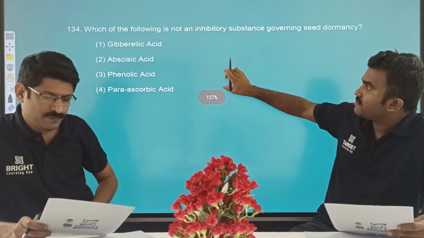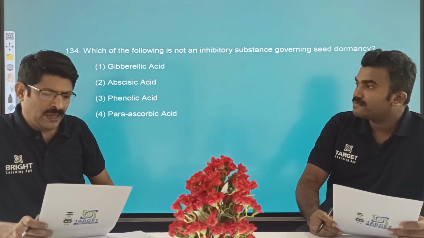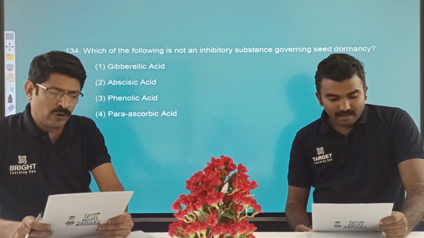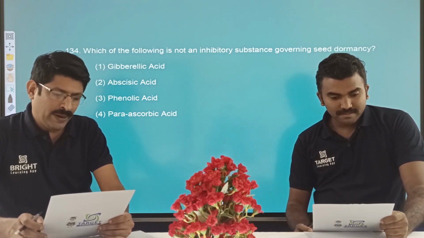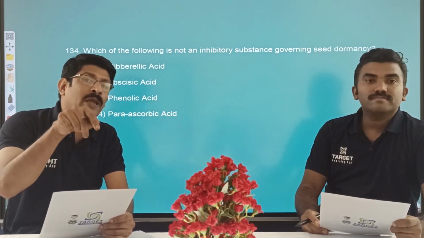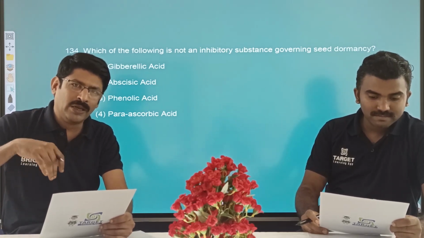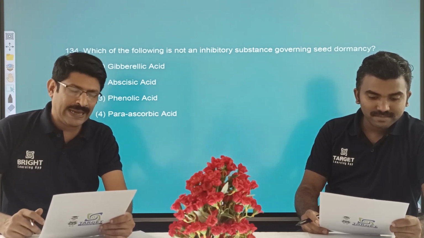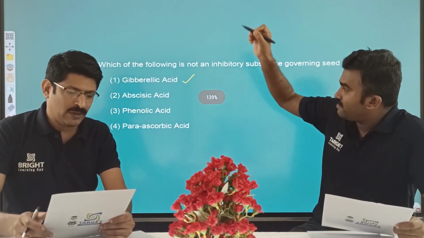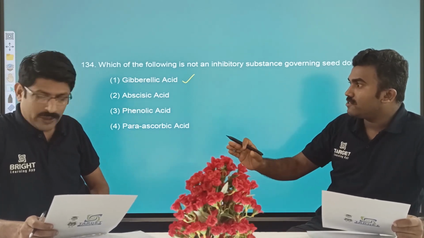We got two questions. Next, I think, is from plant growth and development. This type of explanation is not given in NCERT, because para-ascorbic acid and phenolic acid are not mentioned. But we know it is not an inhibitory substance governing seed germination, meaning it is promoting seed germination. That is gibberellic acid. Abscisic acid is suppressing. Phenolic acid and para-ascorbic acid also suppress germination, promoting seed dormancy. It is page number 249.